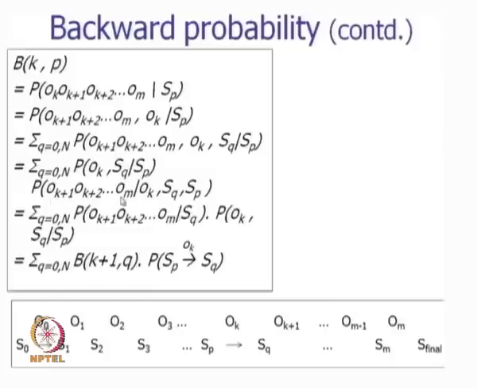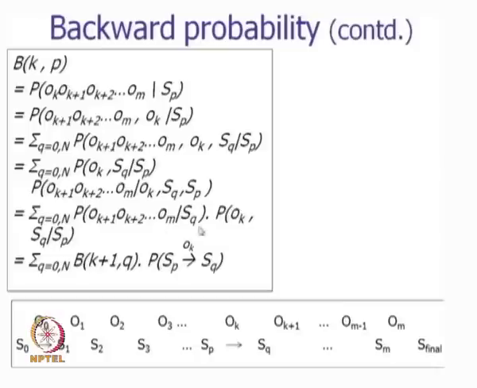So, P(O k, S q given S p), and then we have the other probability part P(O k plus 1, O k plus 2 up to Om), and now I apply chain rule. So, O k and S q come as the conditioning part, and S p is of course there. So, this particular part P(O k, S q given S p) is written here, and our part here P(O k plus 1, O k plus 2 up to Om given O k, S q, S p) can simply be written as P(O k plus 1, O k plus 2 up to Om given S q). Okay.